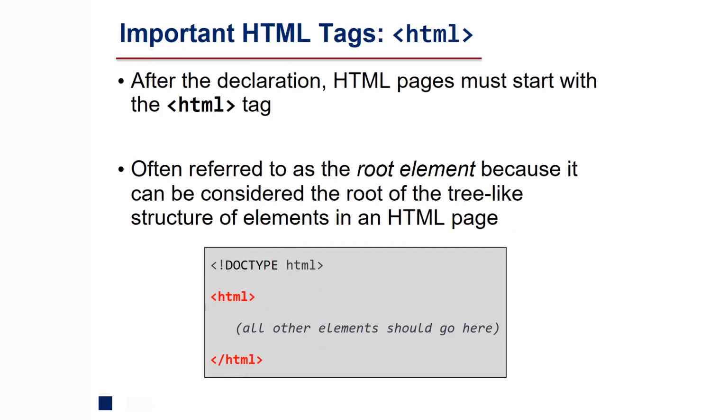After the doc type comes the HTML element. We can think of the HTML element as the root of our tree, if you will, of the structured, hierarchical content. In this case, we have doc type, and then what follows it has to be HTML. Everything else goes here, and then slash HTML, the HTML closing tag, the end of the HTML.